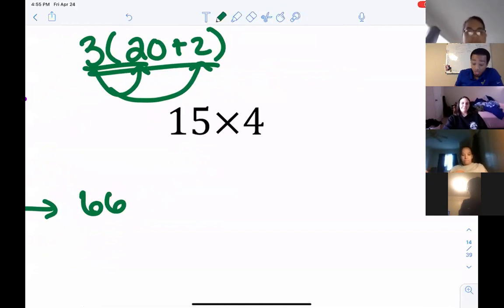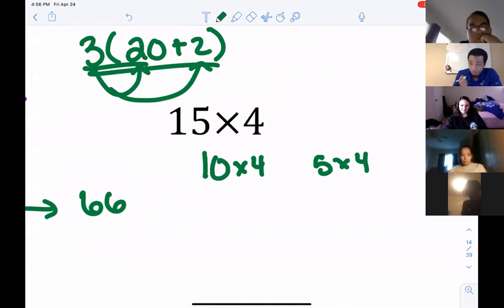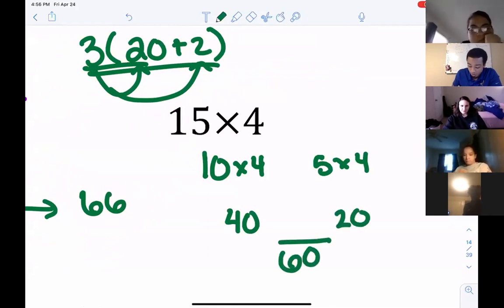Because what I can do is I can break it down in my head. Again, what I'm about to write is in my head. I can break it down to 10 times 4 and 5 times 4, and then bring it back together. 10 times 4, 40. 5 times 4, 20. Bring them together, you get 60.